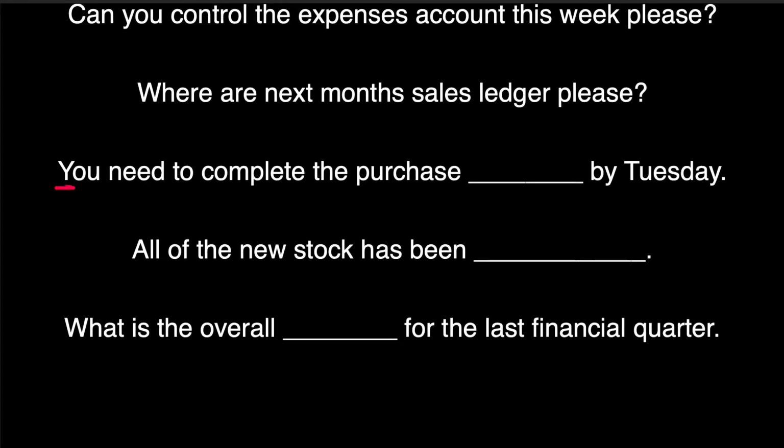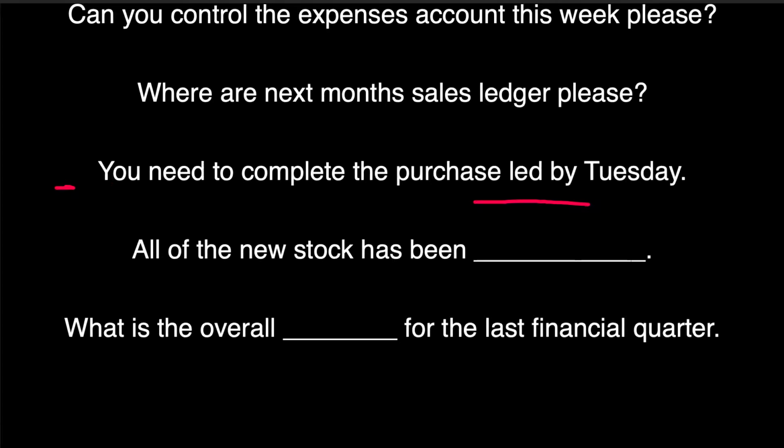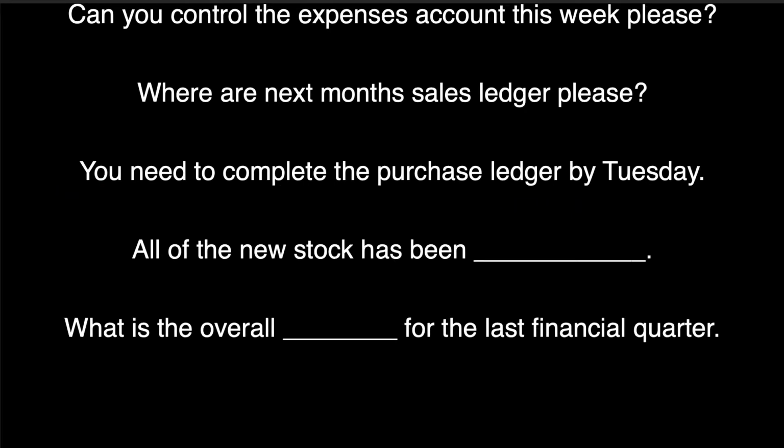You need to complete the purchase by Tuesday. You need to complete the purchase ledger by Tuesday. Again, you've got your sales ledger and your purchase ledger. So sales is all the sales the company does going out. And obviously you've got what you buy coming in. So that's a purchase ledger.